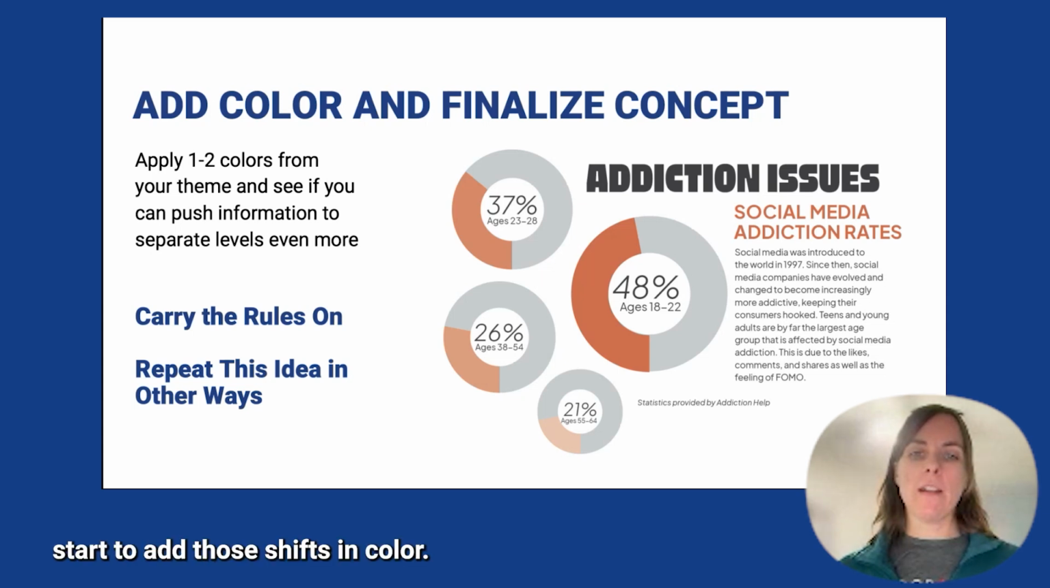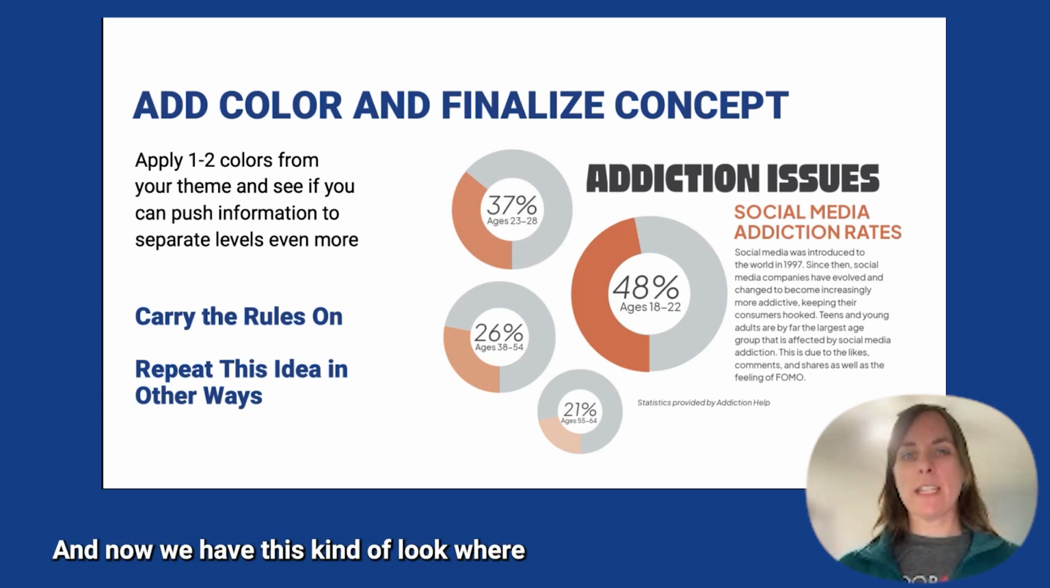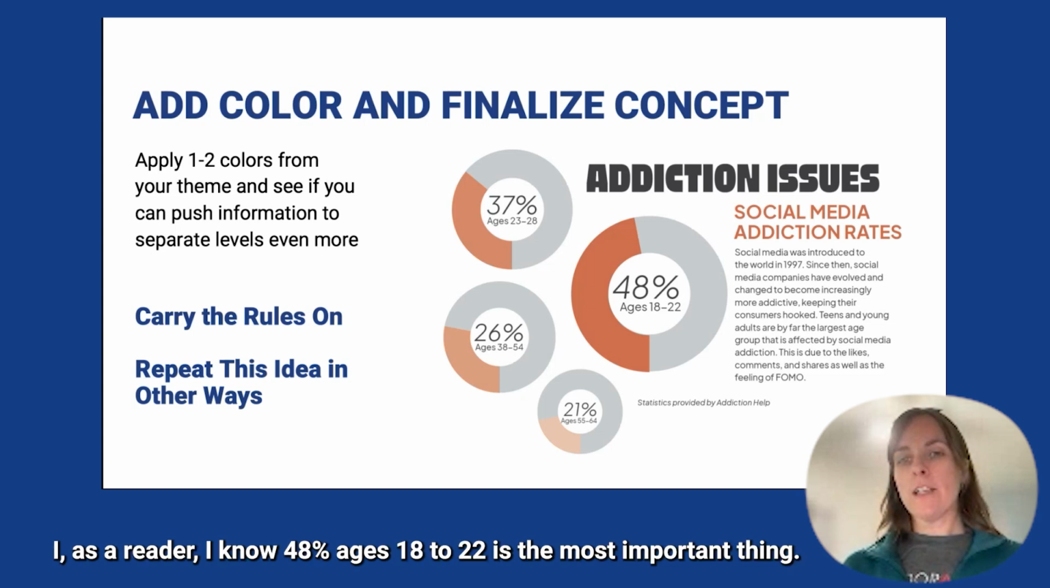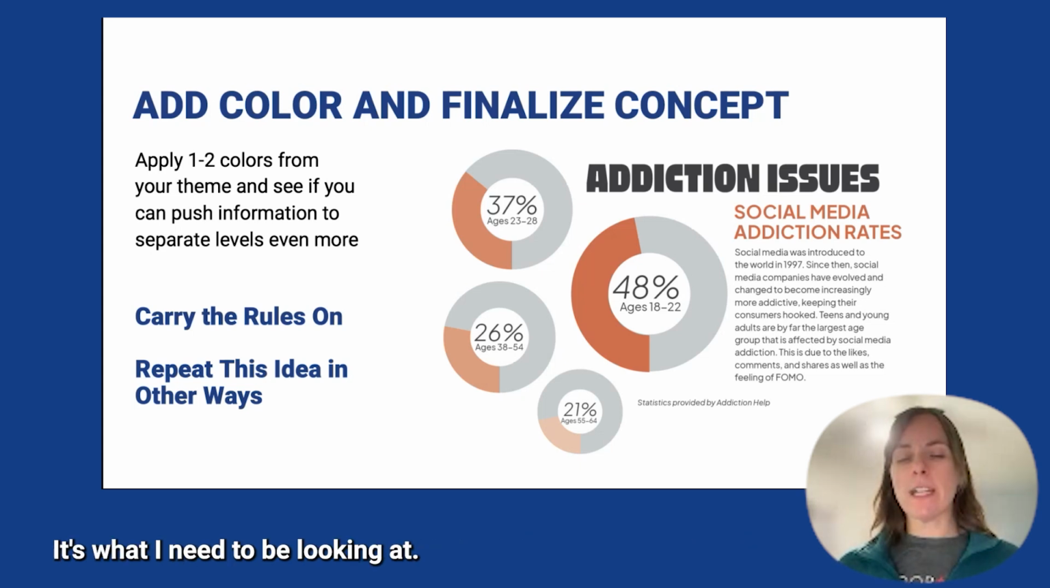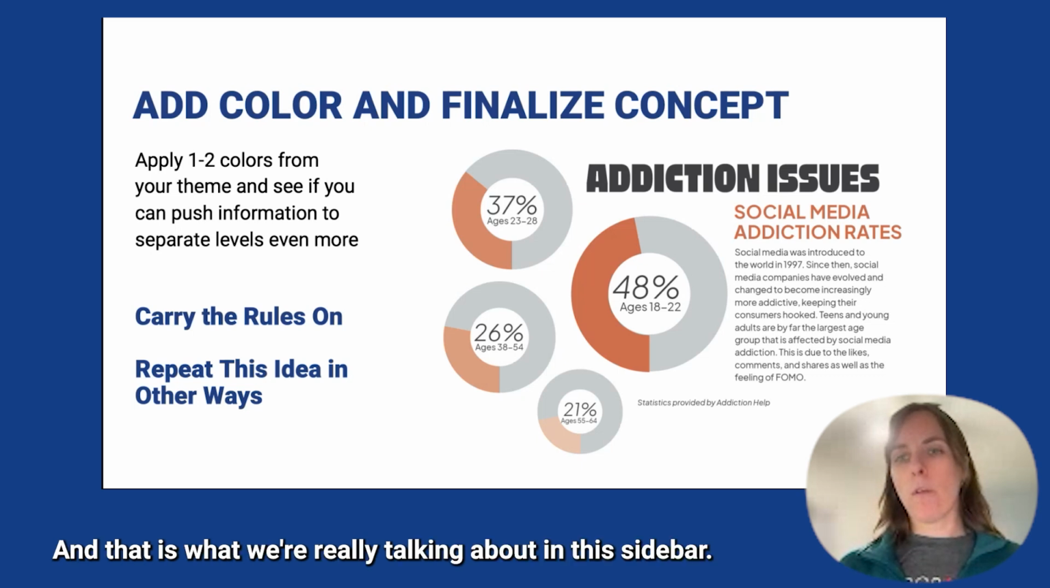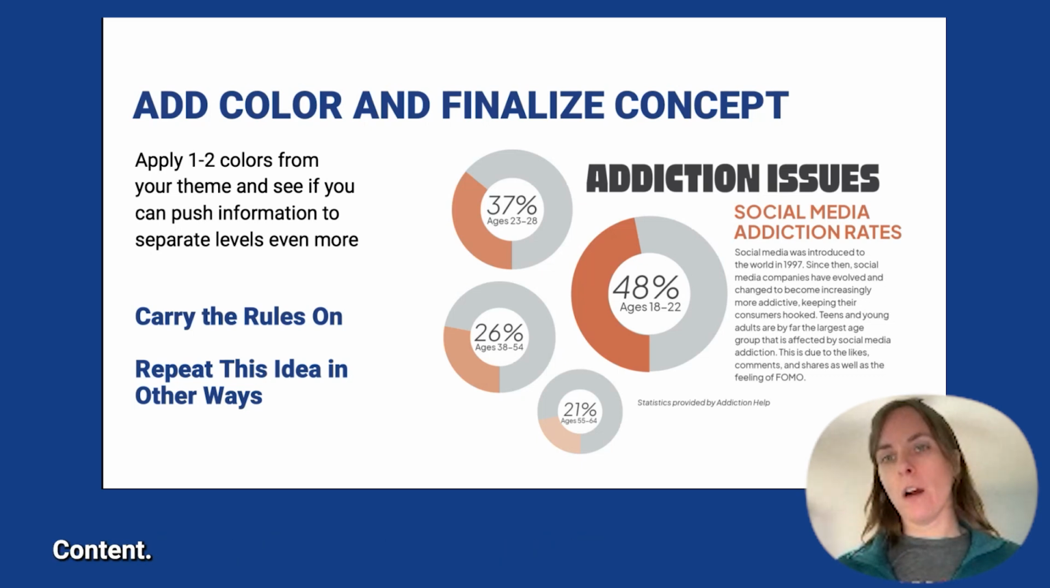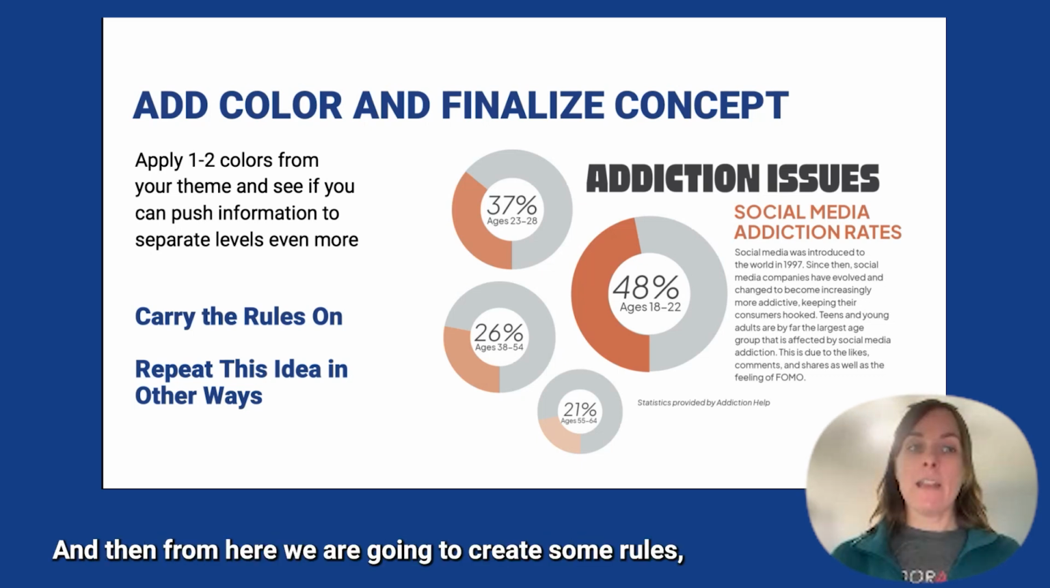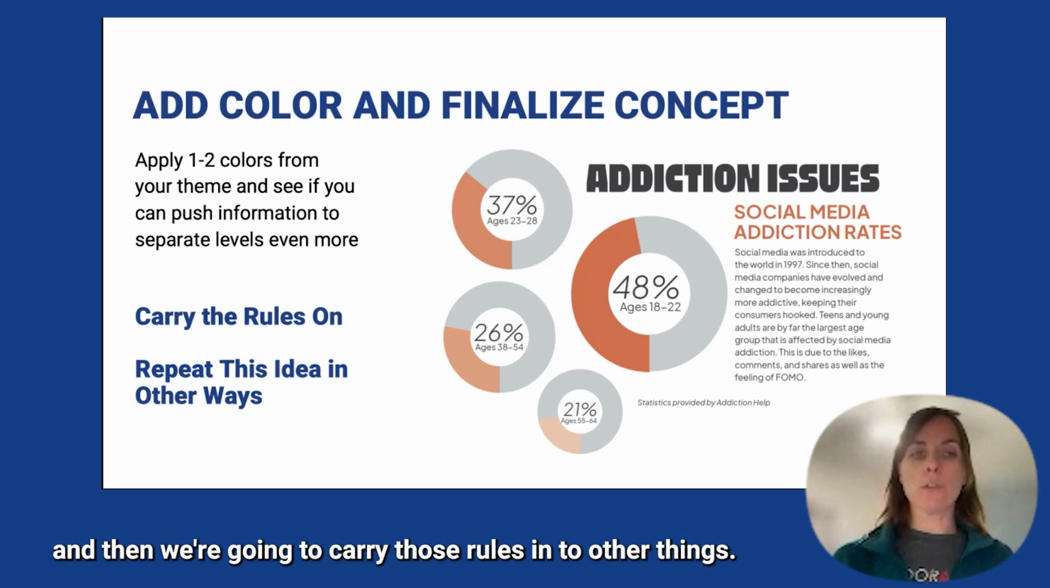And so we start to add those shifts in color. And now we have this kind of look where, as a reader, I know 48% ages 18 to 22 is the most important thing. It's what I need to be looking at. And that is what we're really talking about in this sidebar content. And then from here, we are going to create some rules, and then we're going to carry those rules into other things.